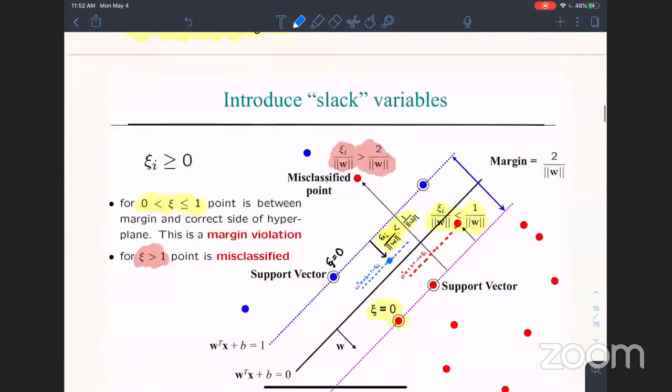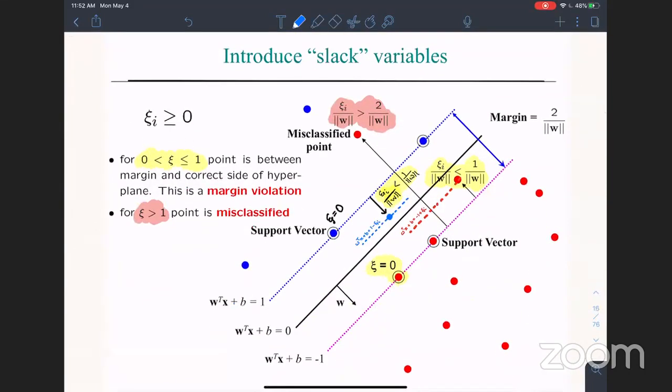Okay. So that's why we have to cut some slack, and that's where the introduction of slack variables comes from. Now, against the same plot, I have made some annotations here. Forget about the text part, just think of the diagrams. So let's find out where my points are.